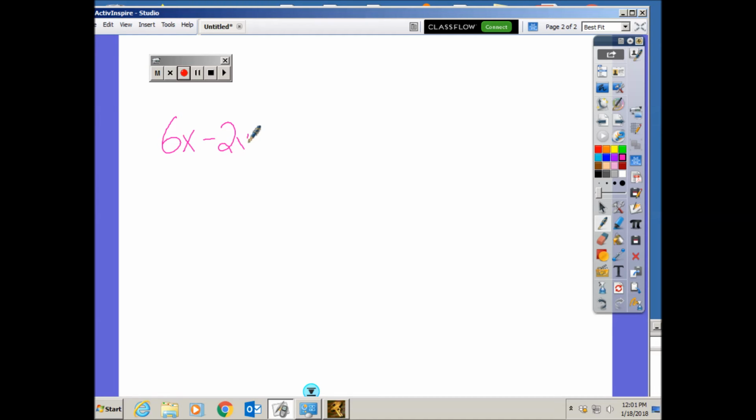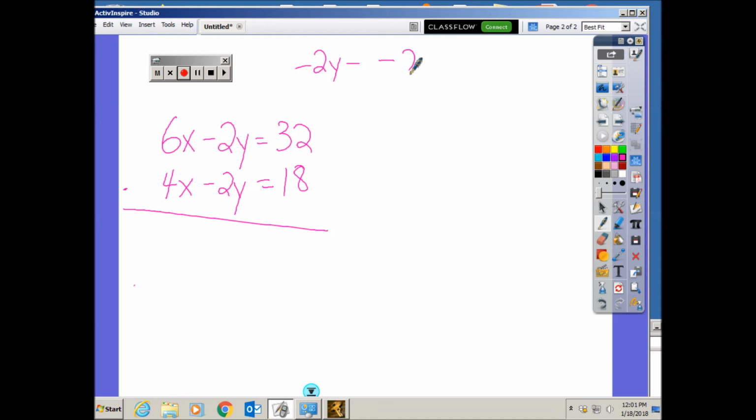6x minus 2y equals 32. 4x minus 2y equals 18. The x's are not opposites, and they're not the same. The y's are the same. When they're the same, I can subtract. Because subtracting a negative is the same as adding a positive, correct? So negative 2y minus negative 2y is the same as adding. That's why it's working.